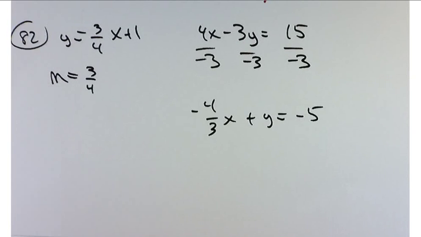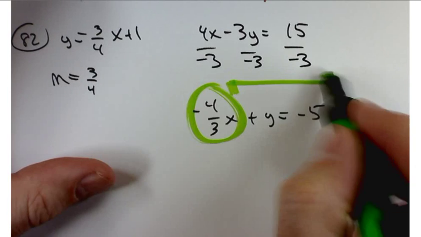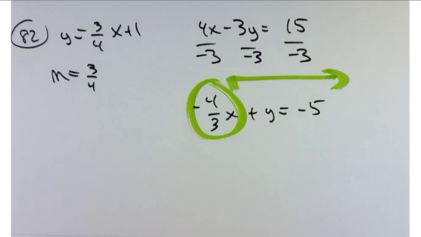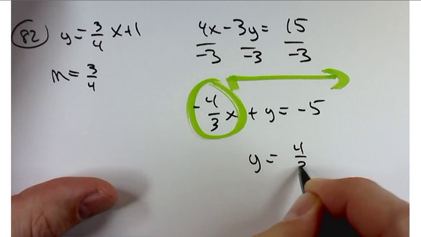Can I determine the slope there? Is it in slope-intercept form? No. What do I need to do to put it in slope-intercept form? What needs to change? I need y by itself. So this term has to move to the right-hand side. When it moves to the right-hand side, what's going to change about it? The sign's going to change. It's going to be +4/3 x minus 5.